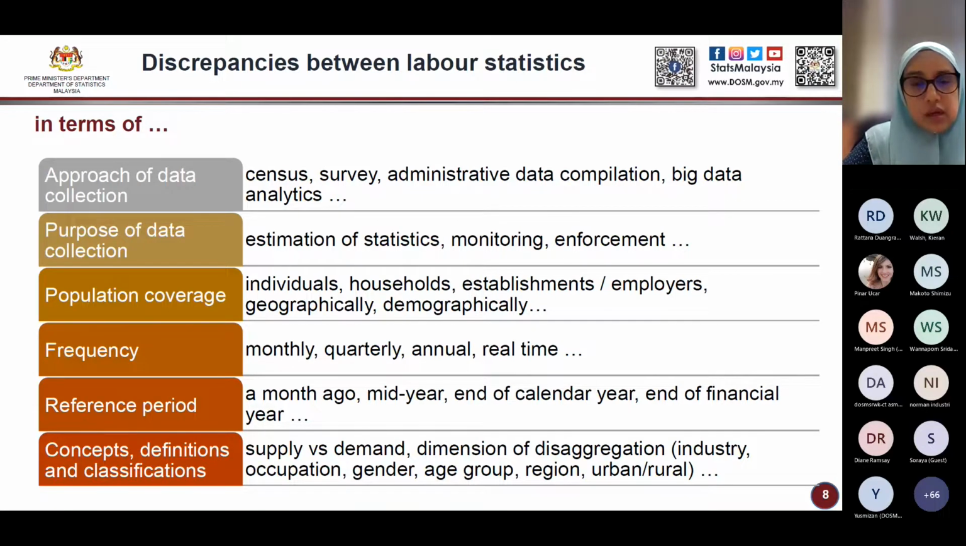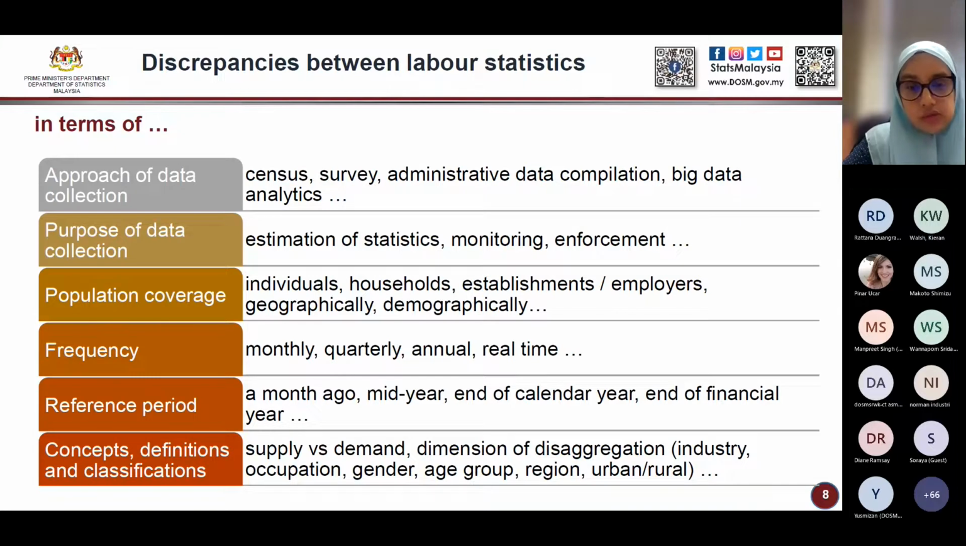And drawing back to the purpose of data collection, as Kiran had already mentioned just now, it goes back to the reason the data is being produced. Usually for surveys, we really want to estimate the statistics or measures, either for monitoring or enforcement purposes. And it goes back to the population coverage: individuals, households, establishments, employers, geographically, demographically.